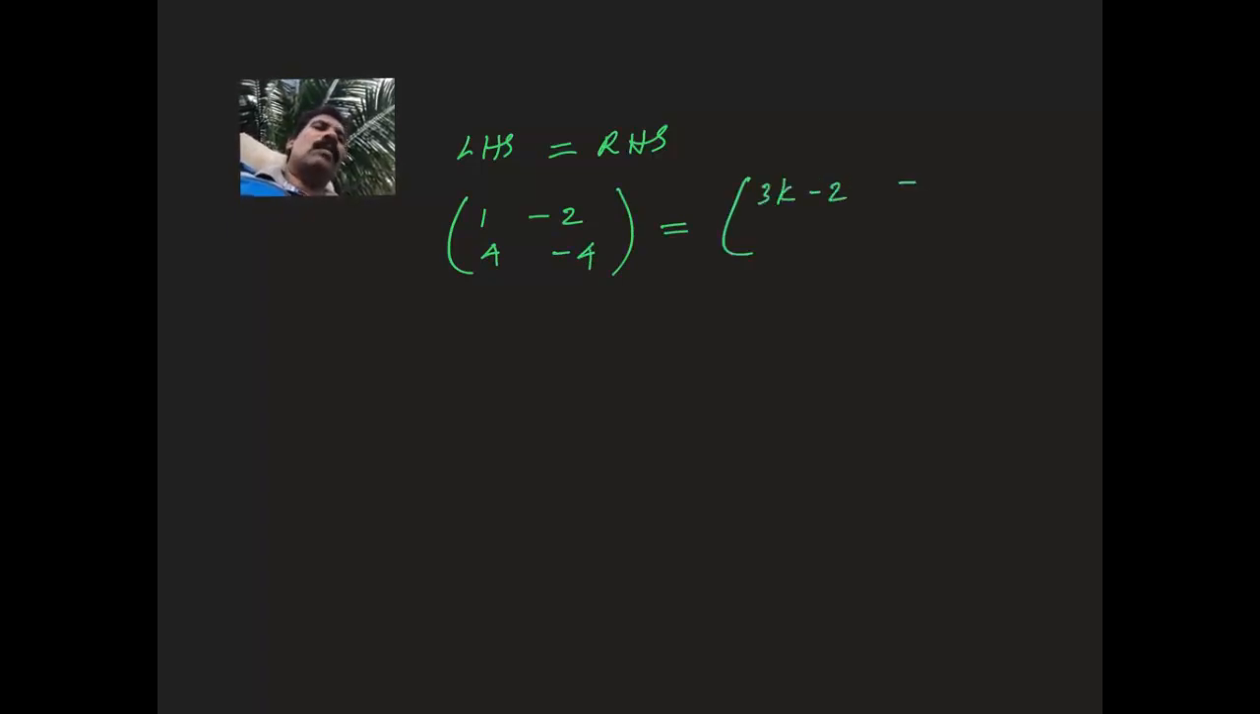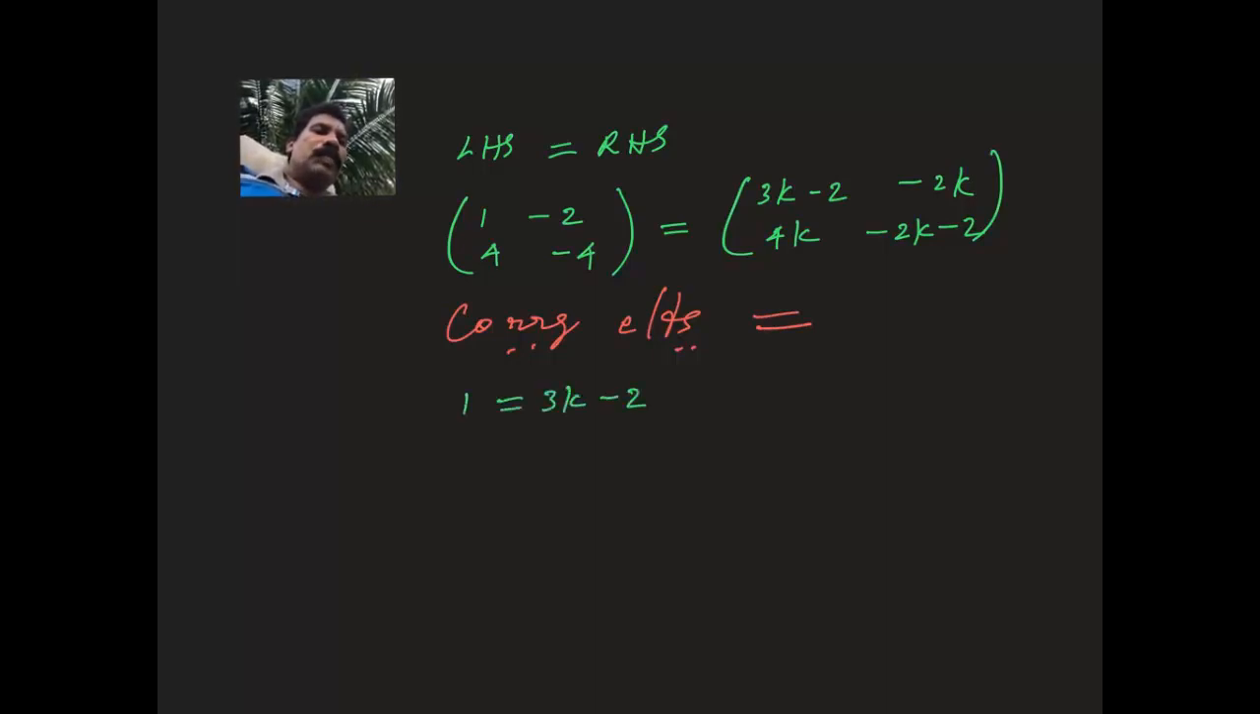Now as per the question, LHS is equal to RHS. So one can obtain 1, negative 2, 4, negative 4 is equal to 3k minus 2, minus 2k, 4k, negative 2k minus 2. So we know the equality of matrices. Equality of matrices means corresponding elements should be equal. Therefore, by equating the corresponding elements, 1 is equal to 3k minus 2. We can simplify to get k is equal to 1 here.